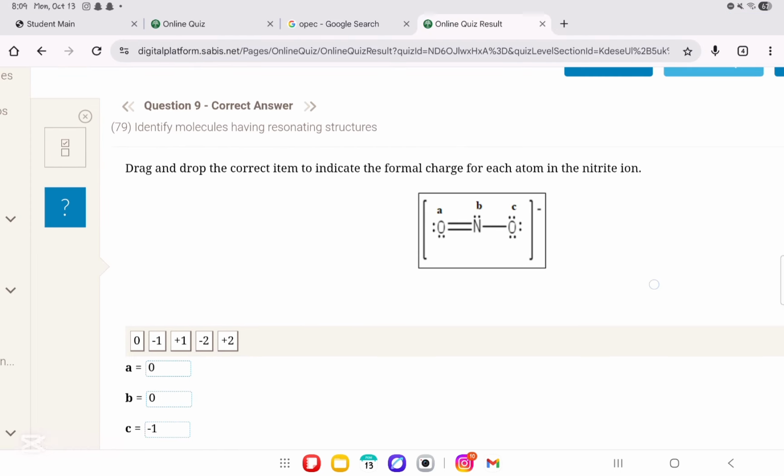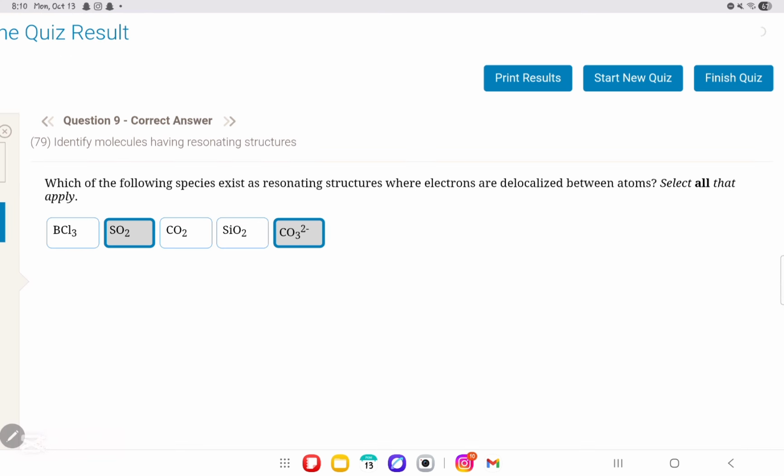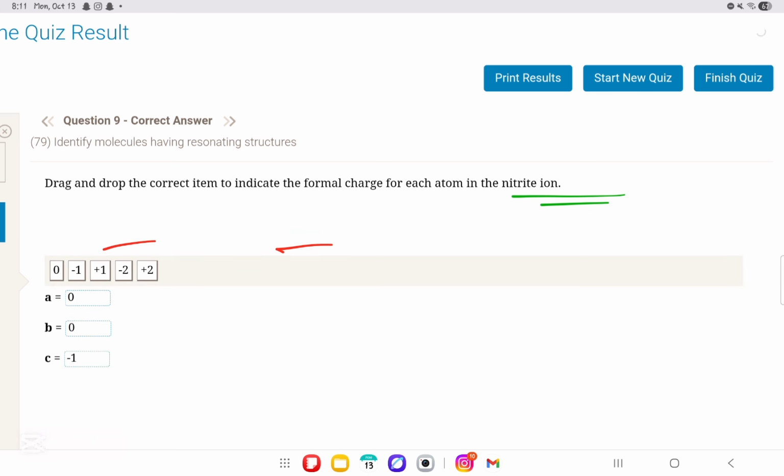What does it say in question number 9? Which of the following species exists as a resonating structure where electrons are delocalized between the atoms? So let us start. In this question, I'm not going to waste my time drawing the Lewis structure of everything. I'm just going to take these two because they're resonating structures. I'll draw them and then I will take one more.